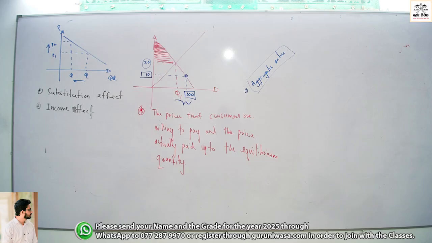Okay, right. Next one, producer surplus. Producer surplus is also the same. It is calculated up to the equilibrium quantity. This benefit is calculated up to the equilibrium quantity. Negative benefits are not taken into account. And also, it's talking about aggregate value. Producer surplus is the aggregate value.